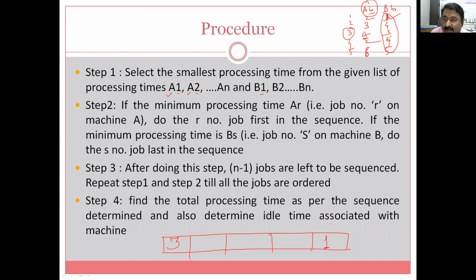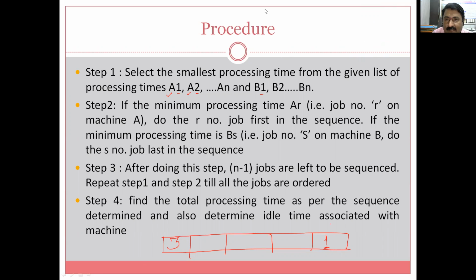Okay, so let us assume that I have gone for one case. Here I will say 1, here I will say 2. So 3 is completed, so I will remove 3 from the list. I will look at the list again and apply the same rule, whichever is lesser, and go for sequencing. In this way, I will sequence all the jobs, then find out the total processing time as per the sequence determined, and also determine the idle time. You will come to know when we solve one numerical.